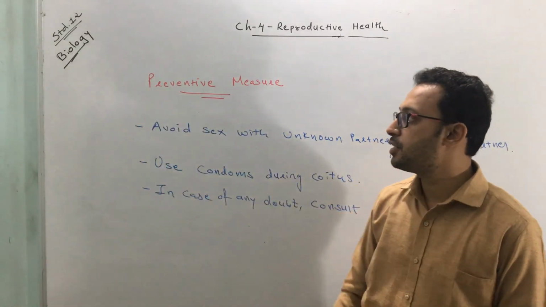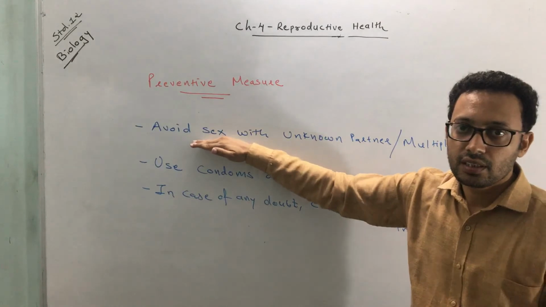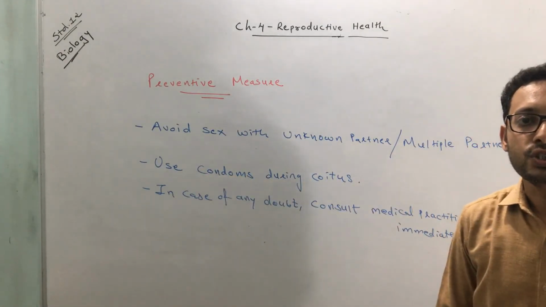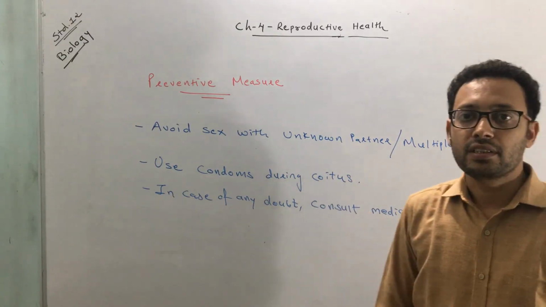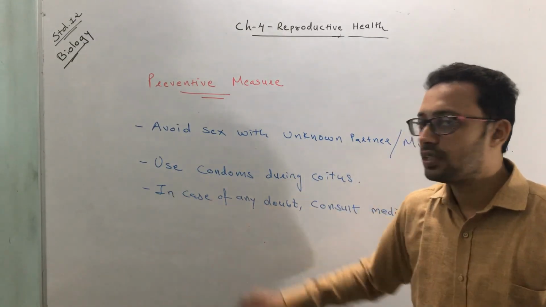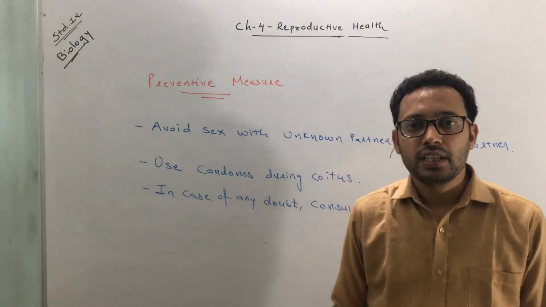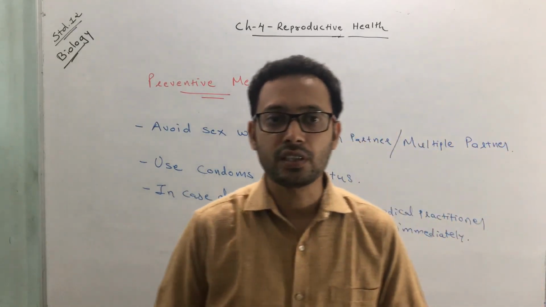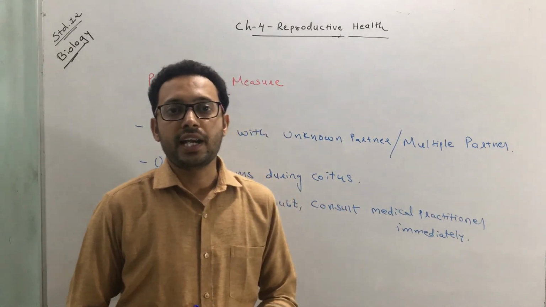Okay, so these are the preventive measures. Avoid sex with unknown partners or multiple partners. Second, try to use condoms during coitus or sexual intercourse. Third, in case of any doubt, consult medical practitioners only or the expert medical professional and act according to the advice provided by them.